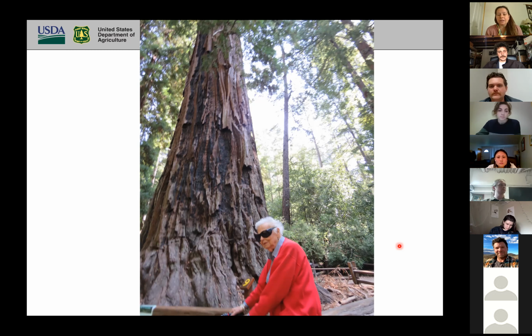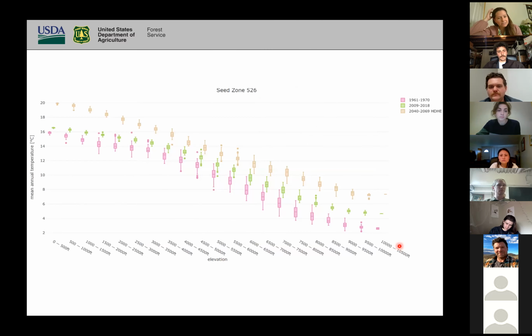It actually turns out a lot of trees have what's called adaptational lag, where trees are adapted to climates that are not the current climate, but the climate that happened when they germinated a long time ago. And you can kind of see that here in this graph. This is a seed zone in California, and I'll talk a little bit more about this later.